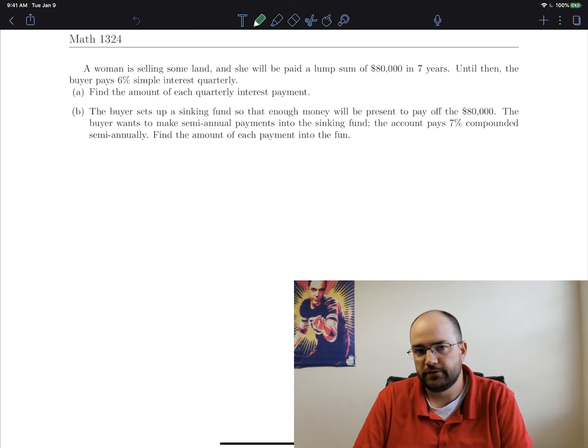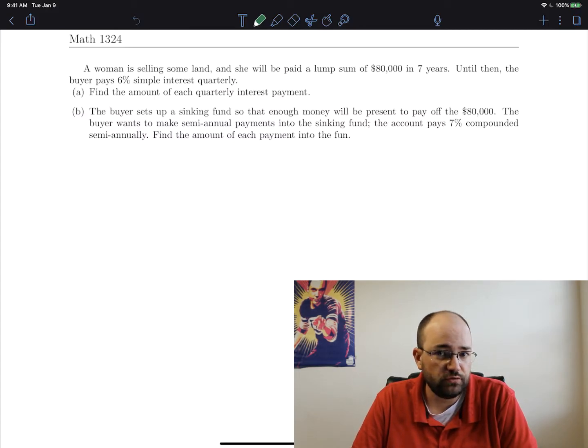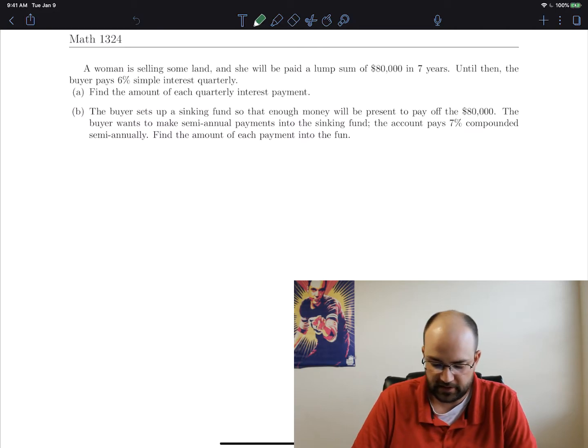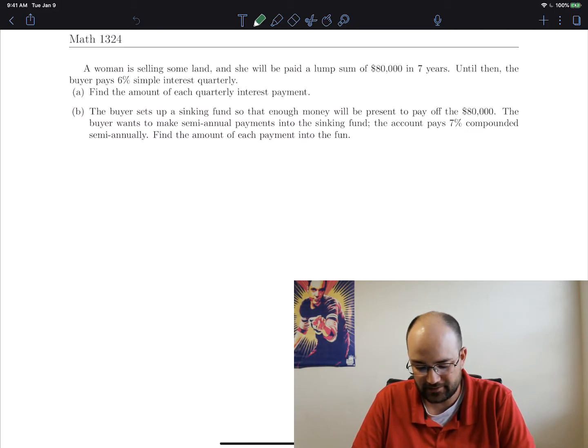Welcome to Math 1324. This is Chapter 5, Section 2, Example 8. In this example, a woman is selling some land, and she'll be paid a lump sum of $80,000 in 7 years. Until then, the buyer pays 6% simple interest quarterly. A, find the amount of each quarterly interest payment.